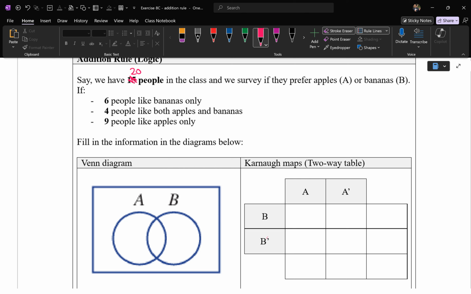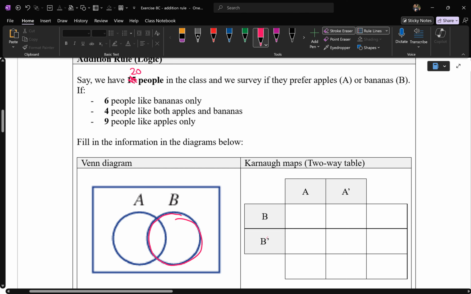How many people prefer apples and how many people prefer bananas? Now they're telling you 6 people like bananas only, so remember this is banana. If it's only bananas, that means I don't want A in that region. I just want the bananas, no one that likes apples as well. So that region there is B intersection not A, so not apples, and that tells us that's 6.